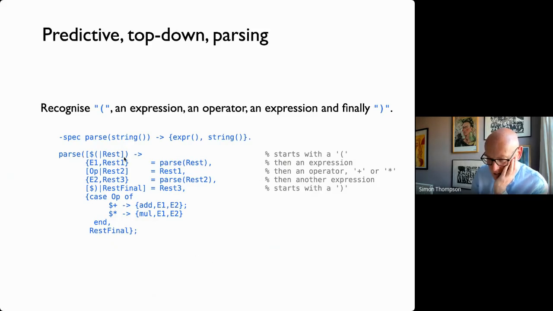Let's see how this works. I'm using pattern matching here. So first of all, I'm assuming my input begins with the character open parenthesis. I signal that by putting dollar open parenthesis. It's the way you'd quote that in Erlang. So assuming it begins with open parenthesis, what do I do then? First of all, I parse the rest, and that will return a pair, E1, which is the expression it's found, and the remainder, which I call rest1. Now, rest1 must begin with an operator, the first element of the string, and then have the rest2. What do I do with rest2? I look for an expression at the beginning of rest2 by parsing it. That gives me expression2 paired with rest3.